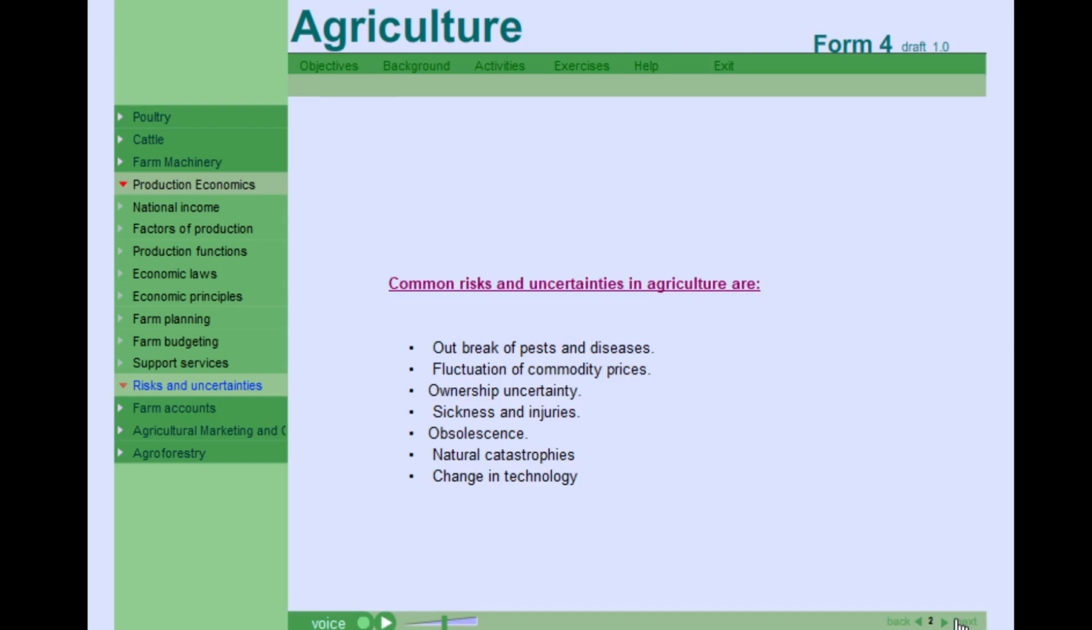Common risks and uncertainties. Common risks and uncertainties in agriculture are outbreak of pests and diseases, fluctuation of commodity prices, ownership uncertainty, sickness and injuries, obsolescence, natural catastrophes, and change in technology.